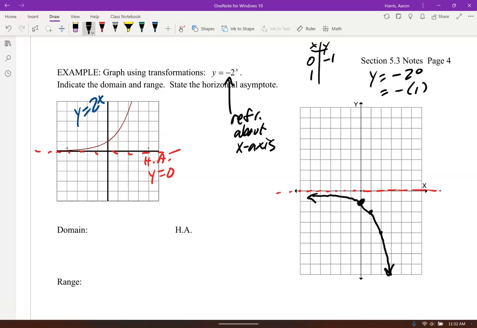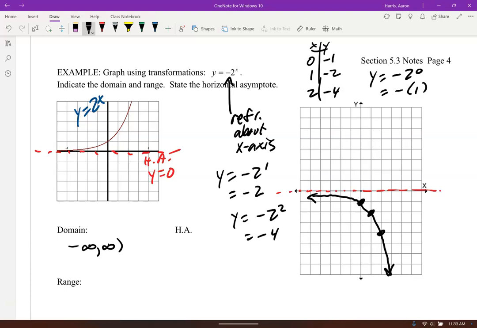Let's throw in 1. -2 to the 1. Well, 2 to the 1 is 2, so I got -2. Throw 2 in. -2 squared, which is -4. And so on, right? There's that one. You could throw some more points in. You should see that thing reflecting about the horizontal asymptote. The domain is still -infinity to +infinity. The horizontal asymptote is still the same, still y equals 0. But the range is different. It comes from -infinity up to 0. Doesn't touch 0.